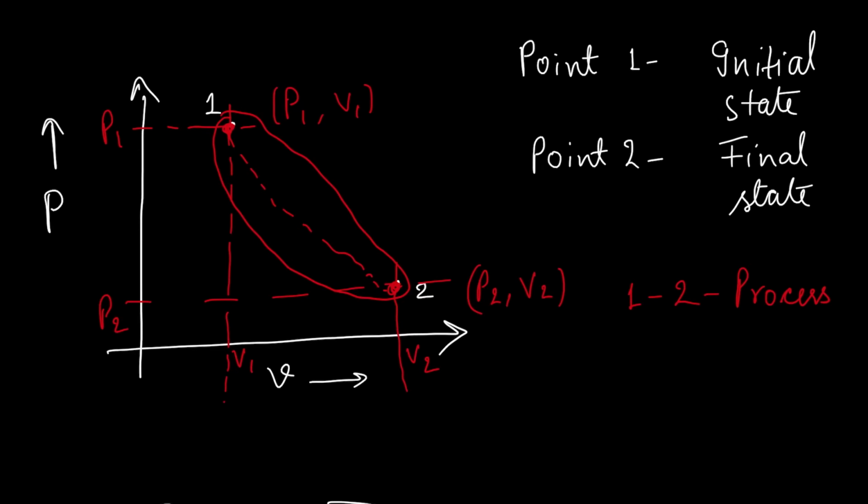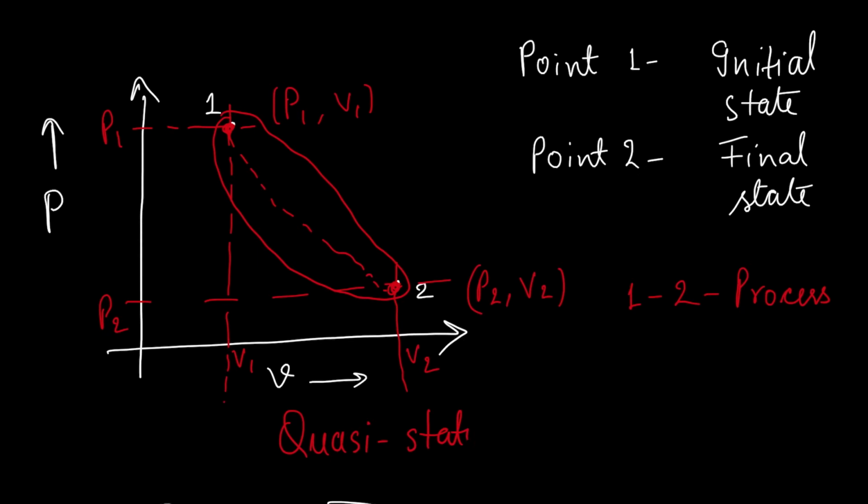Now, can I say this is a quasi-static process? For that, we need to know what a quasi-static process is. So a quasi-static process means a process which is taking place in near to equilibrium states at all times. What does that mean? So I'm saying quasi-static process.